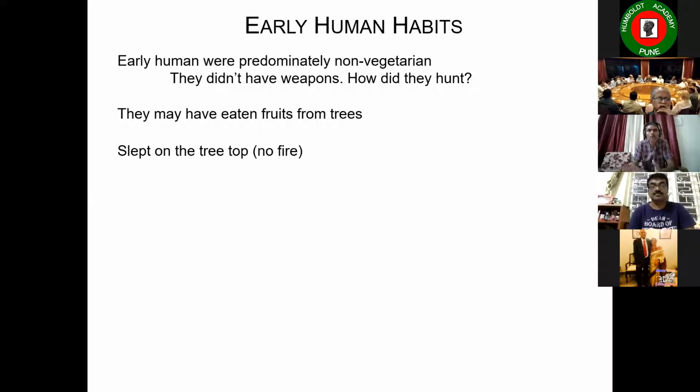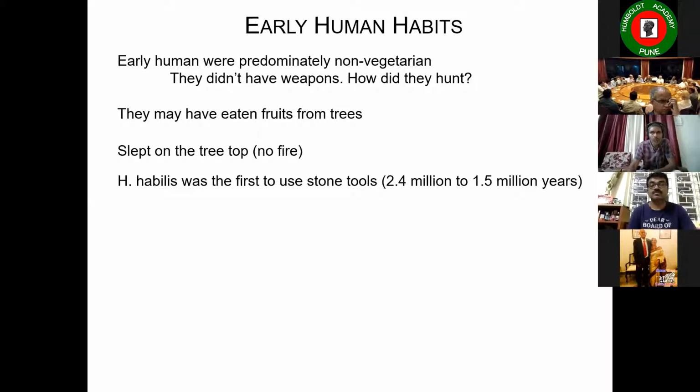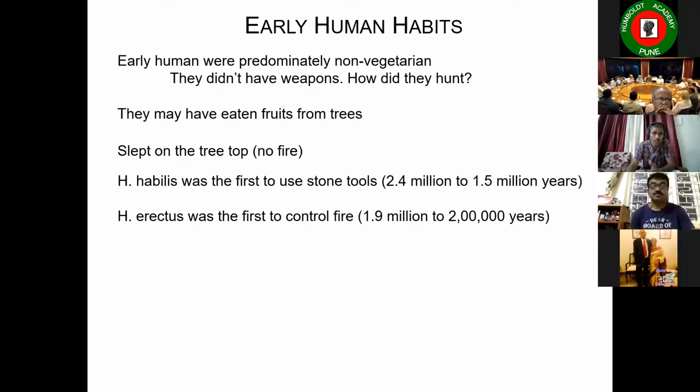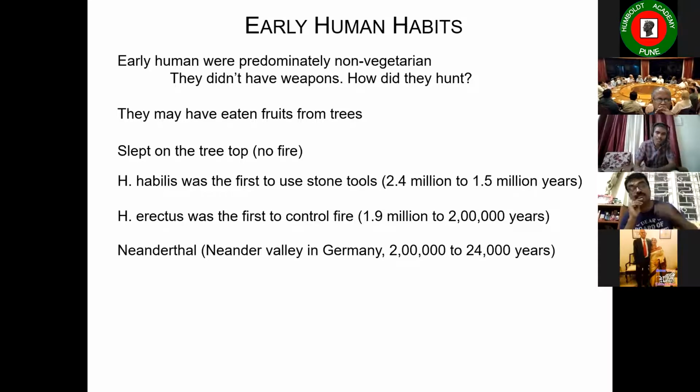But there is now evidence that they started using beds earlier than what was thought several years ago. Now, these are some of the timelines. The Homo habilis were the first to use stone tools. Homo erectus was the first to control fire, and then Neanderthal. Neander is a valley in Germany, and valley is Thal in German. So that's Neanderthal, and they had an overlap with Homo sapiens over a short period.